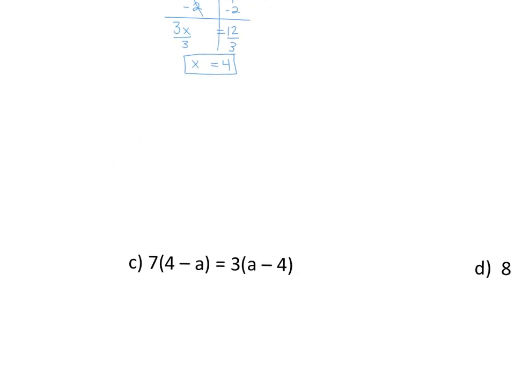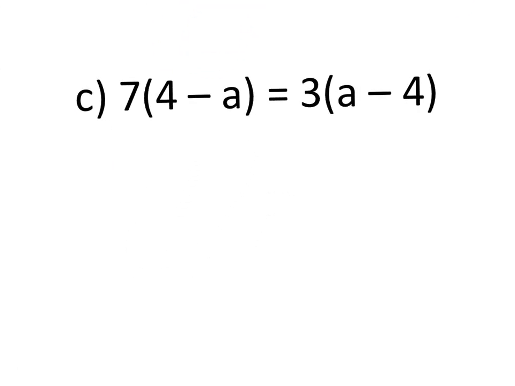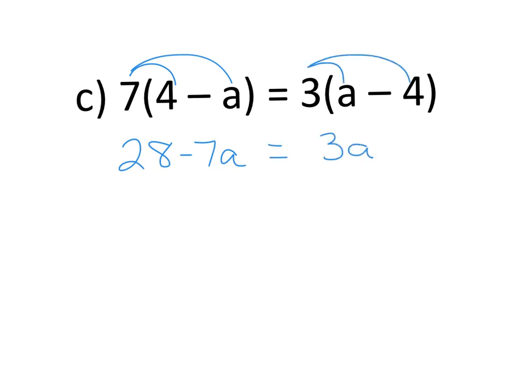Okay, let's go ahead and look at C. Now on C, in this case, we're going to have to distribute first. So remember, our rules of distributing and combining like terms are still in play. All right, so I'm going to go ahead and distribute the 7 first and get 28 minus 7a. And then I'm going to distribute the 3 through and get 3a minus 12. Make sure we distribute to both those parts.